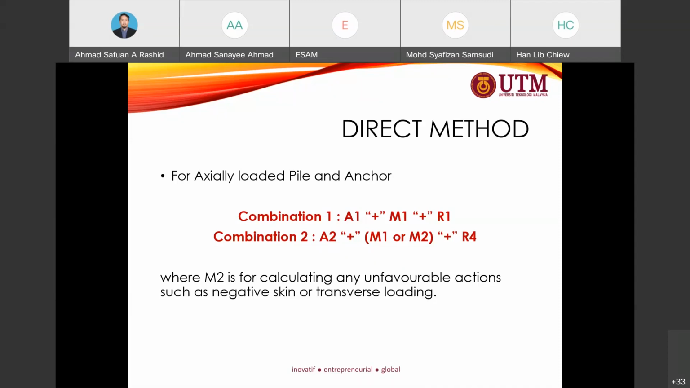So it depends on the condition of the soil. We need to look at whether it has a negative skin friction effect.